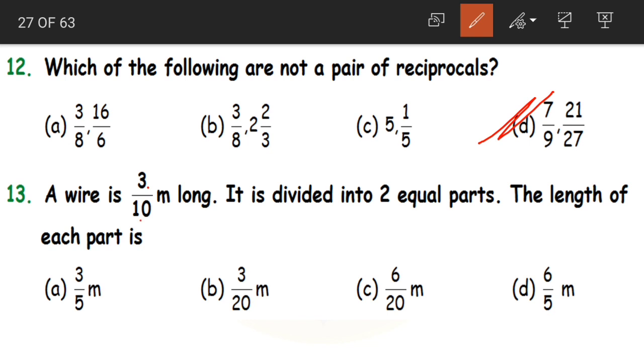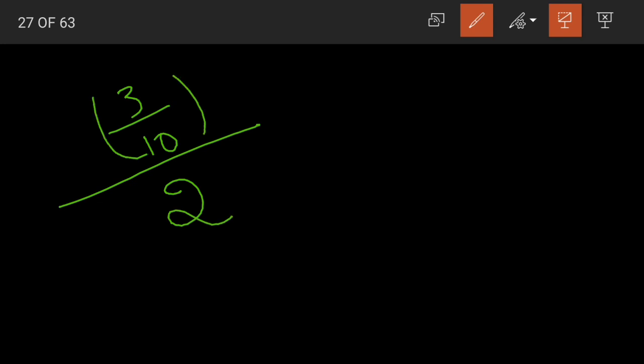A wire is 3 by 10 meters long. It is divided into 2 equal parts. The length of each part is dash. 3 by 10, what is this? This is the total length. What are we doing? We are dividing it into 2 parts. Why did I keep it in brackets? To say that this is the numerator, so that we won't get confused. 3 by 10 is the numerator and 2 is the denominator.